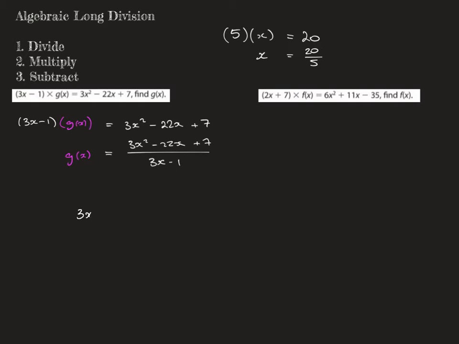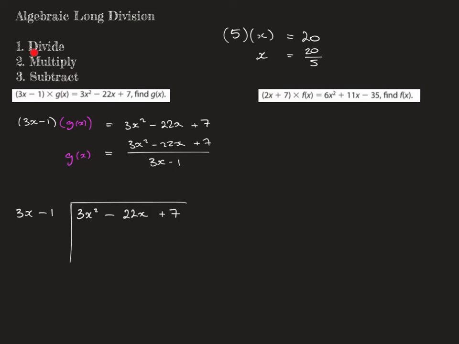So 3x squared minus 22x plus 7. And just keep that nice and neat. Okay, so 3x minus 1. So we're back looking at long division. Okay, so we have our long division again. So from that, we need to go through the cycle for long division.